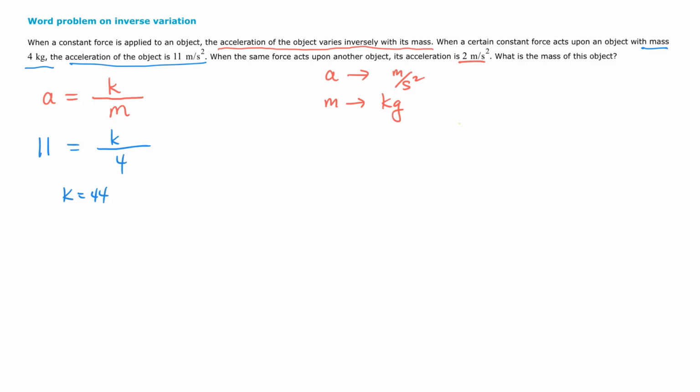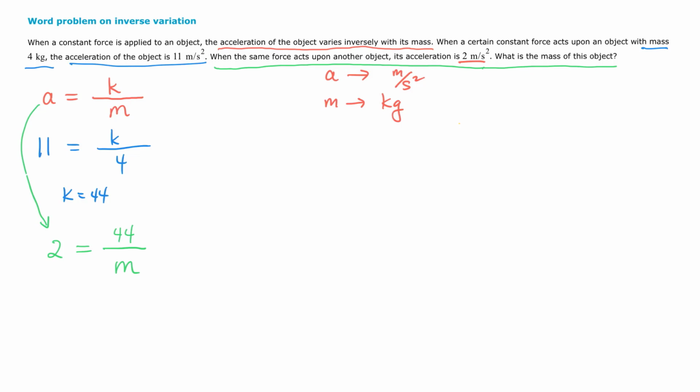The very next step is going to introduce another example. So in some ways, each sentence is sort of providing an example. Let's figure this out. When the same force acts upon another object, its acceleration is 2 meters per second squared. So now we have 2 is equal to 44 over what? The missing variable or the missing measurement is m.